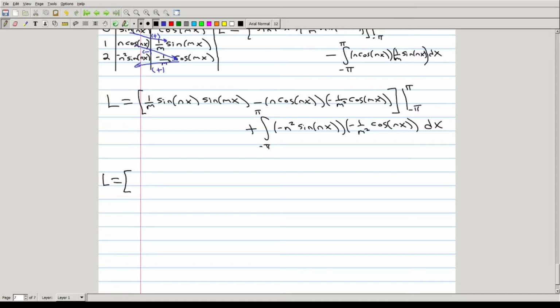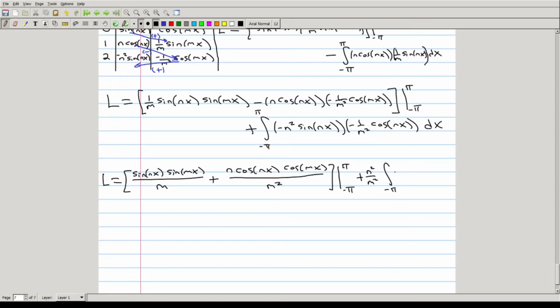And so L is going to be equal to sine of nx sine of mx over m plus n cosine of nx cosine of mx over m squared, from pi to negative pi, plus n squared over m squared times the integral from negative pi to pi of sine of nx cosine of mx dx.